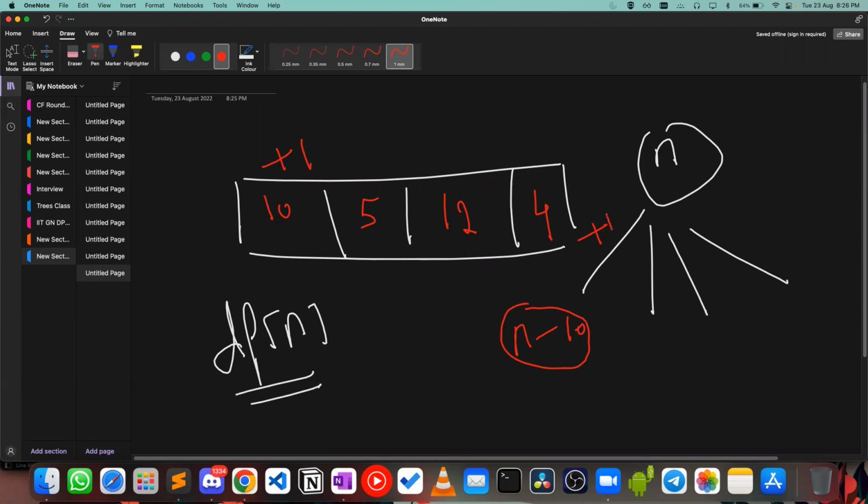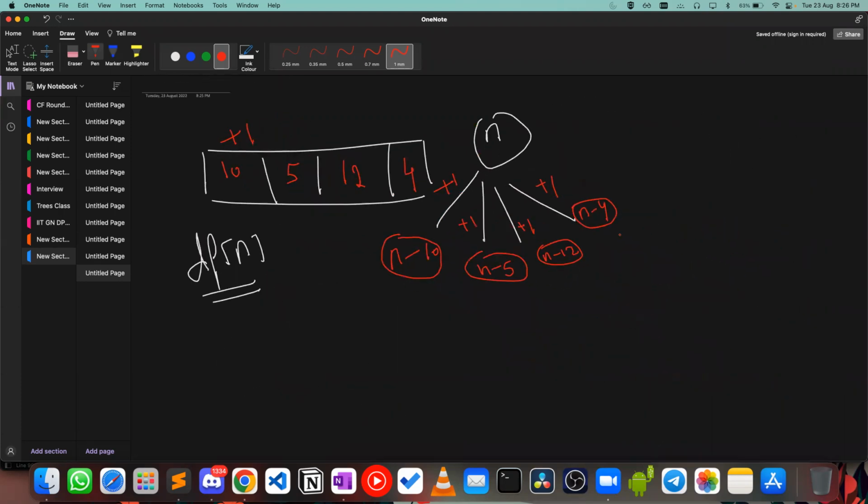Like just adding a plus 1 here. Similarly, if you have n minus 5, can you go from n minus 5 to n in just one step? Similarly, you can go from n minus 12 in just one step to n. And similarly here, from n minus 4, you can pick up the coin with denomination 4 and you can reach n in just one. So what do you think will be the dp transition now?